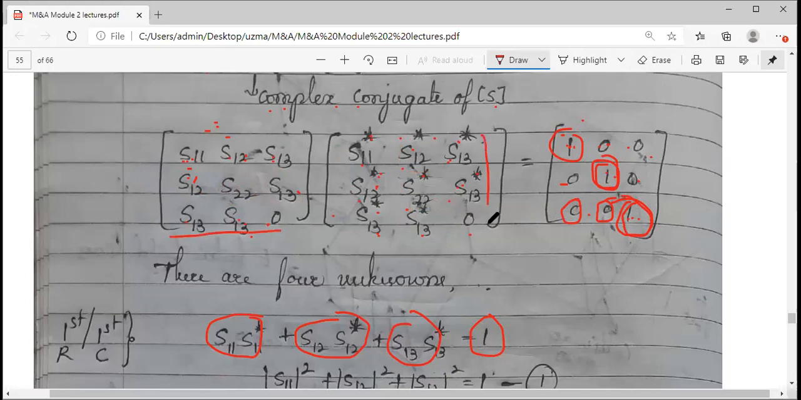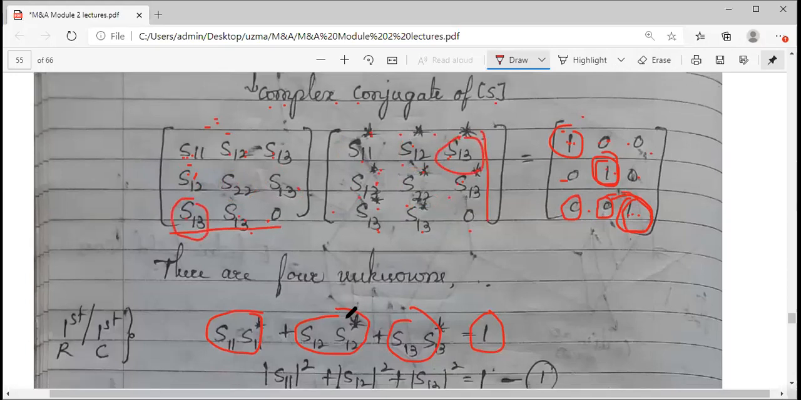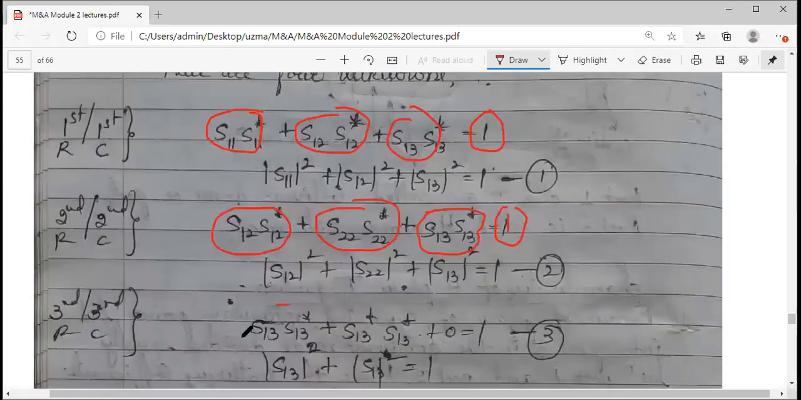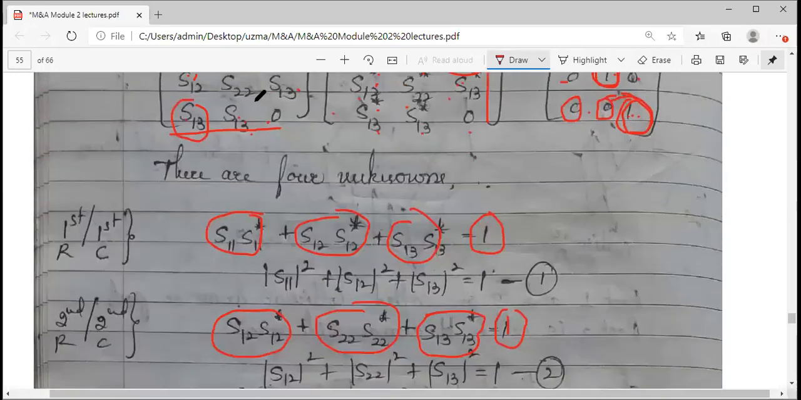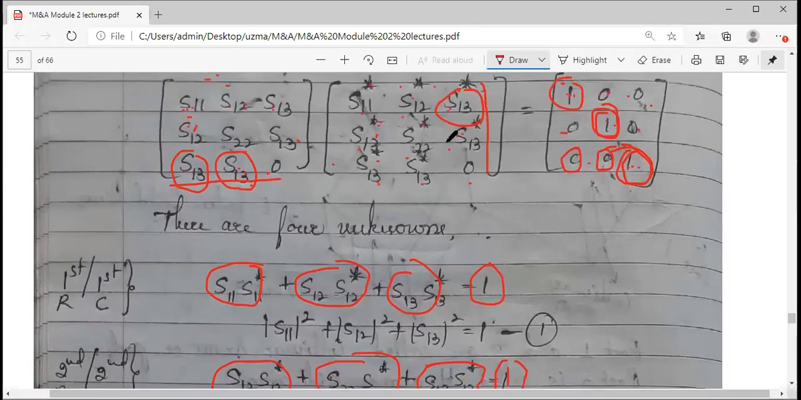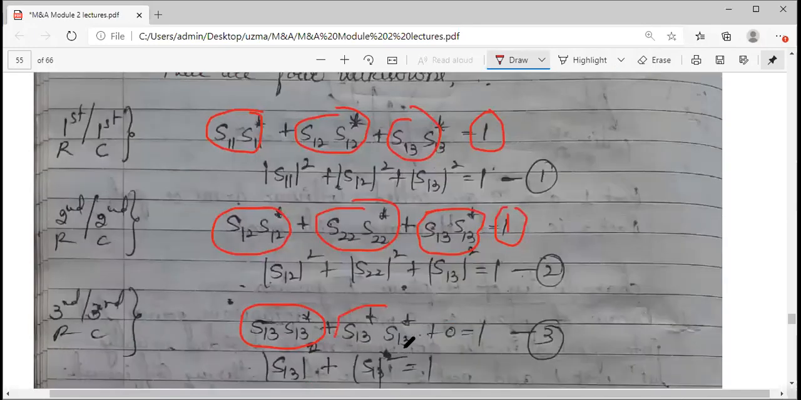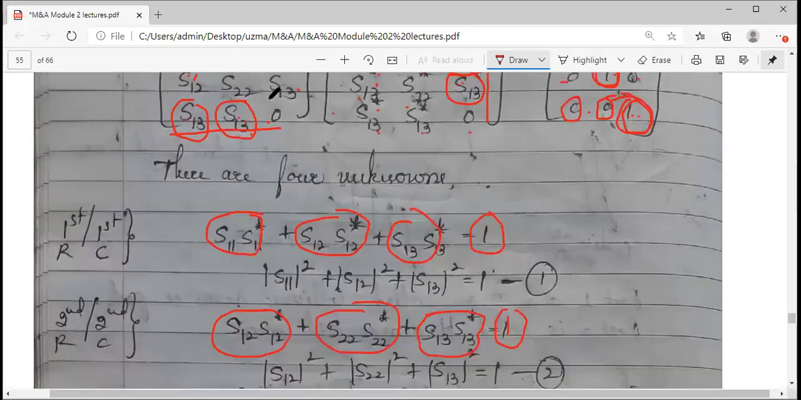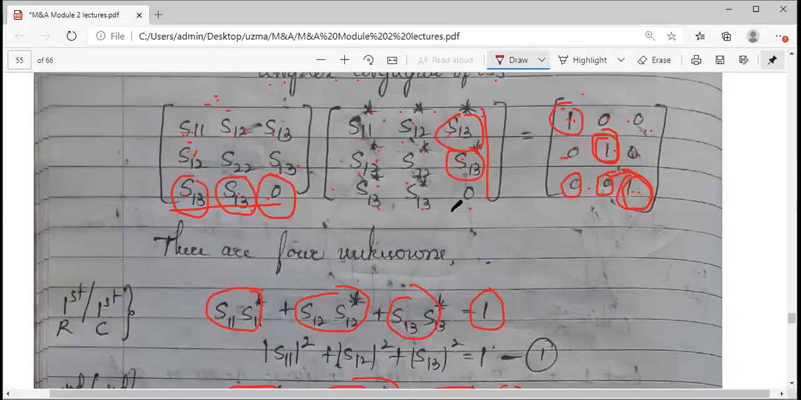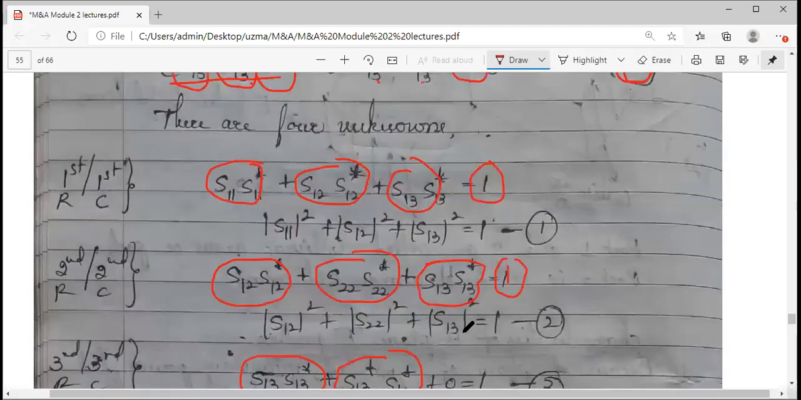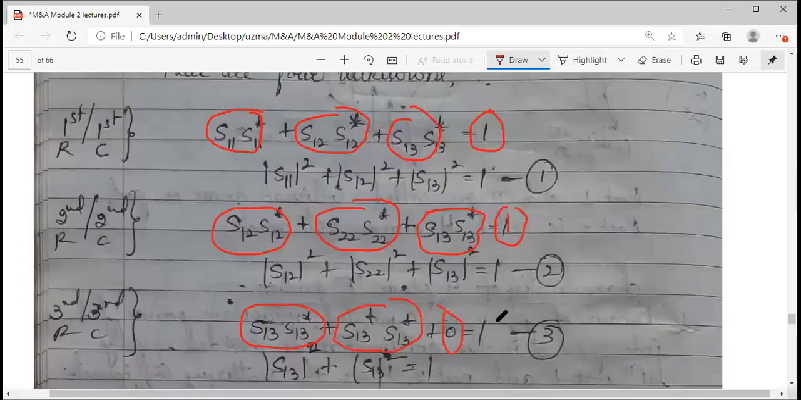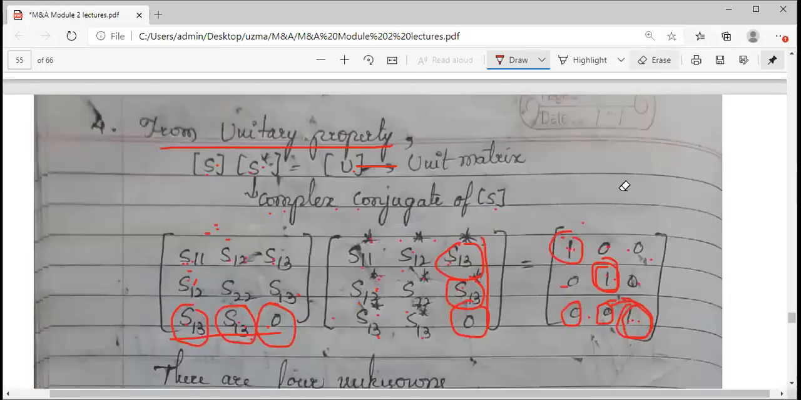Third row, third column: S13 S13 star plus S13 S13 star, one more time, plus the third term, 0 into 0. So you will be getting S13 S13 star plus S13 S13 star plus 0 is equal to 1. So totally I have written three equations for these diagonal elements.